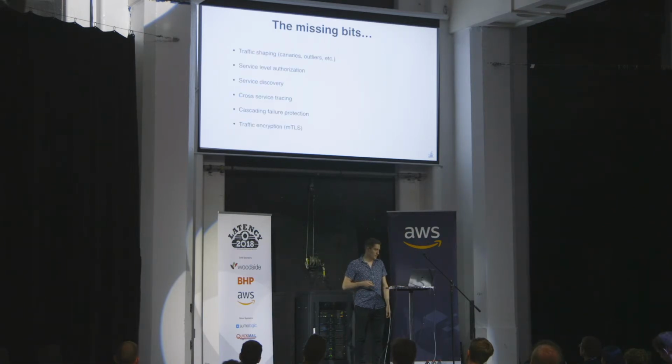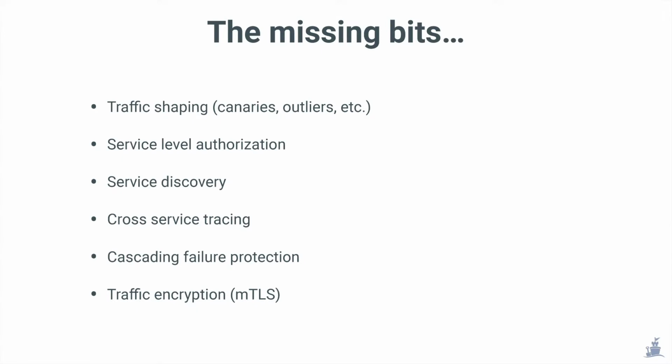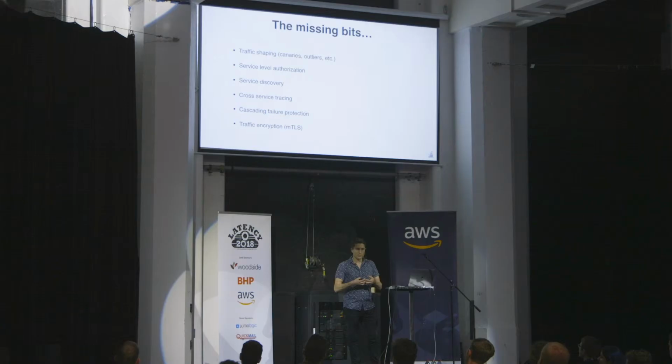But we're missing a few bits. We're missing traffic shaping in terms of canaries. Rob had a great talk earlier in the day where he talked about canaries and some of the cool things you can do around shifting traffic. Service level authorization and authentication: how do we actually make sure that 2 services inside of our Kubernetes cluster can actually talk and should talk to one another, and we don't have a service compromised that's sniffing traffic around the namespace.